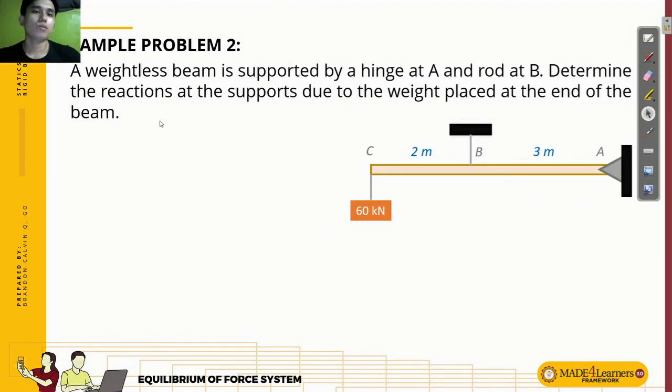Okay, so number 2: a weightless beam is supported by a hinge at A and a rod at B. Determine the reactions at the supports due to the weight placed at the end of the beam. Okay, this one. There is a weight of 60 kN. So first, what we need to do is draw the free body diagram. So, the free body diagram, class, is this. This is the load, so its direction is downward. There is a load of 60 kN at point C.